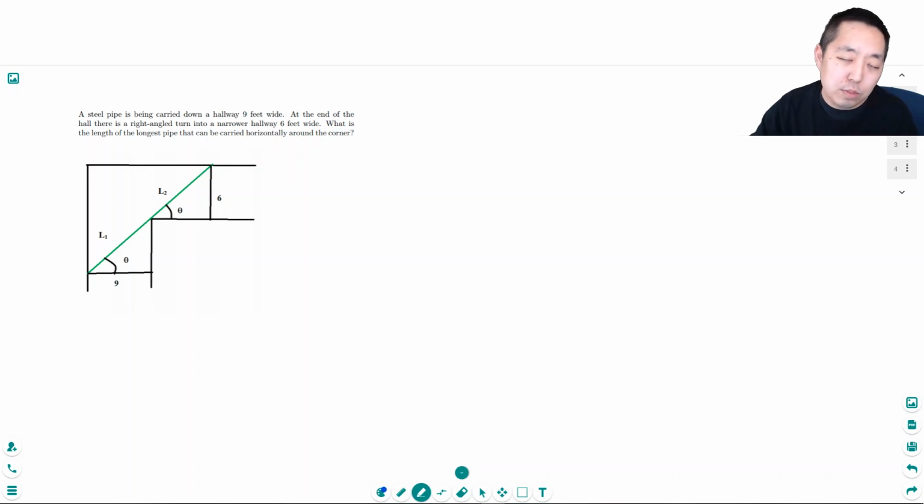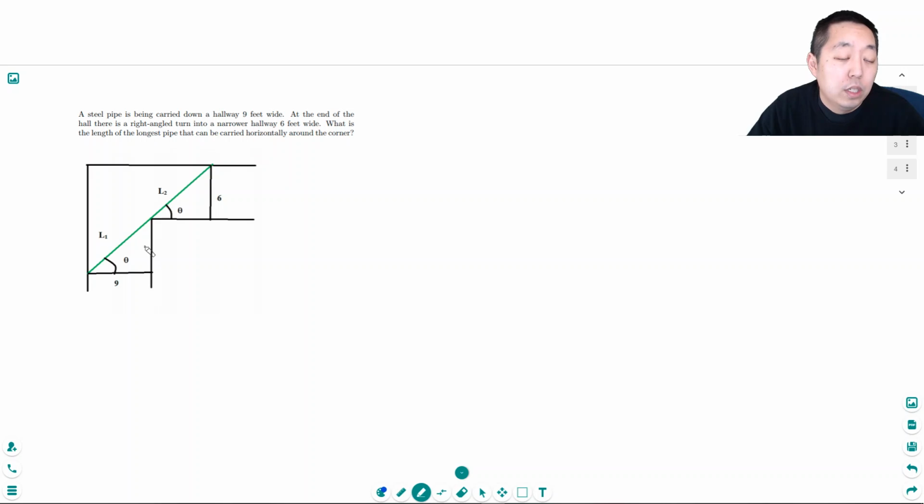Again, these are more challenging examples than are on the AP exam, but if you're able to master these, you'll be able to master virtually any optimization problem you run into. So I have a steel pipe here being carried down a hallway 9 feet wide, and at the end of the hall there's a right angled turn into a narrower hallway 6 feet wide. What is the length of the longest pipe that can be carried horizontally around the corner?